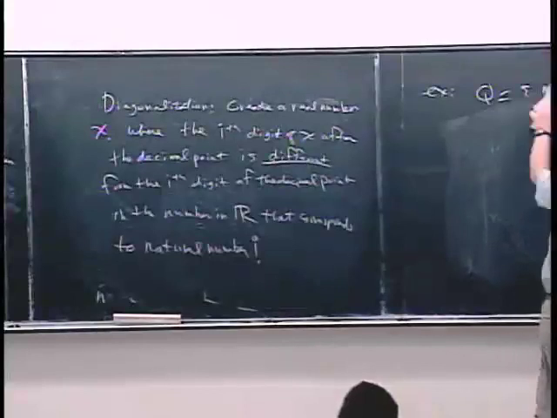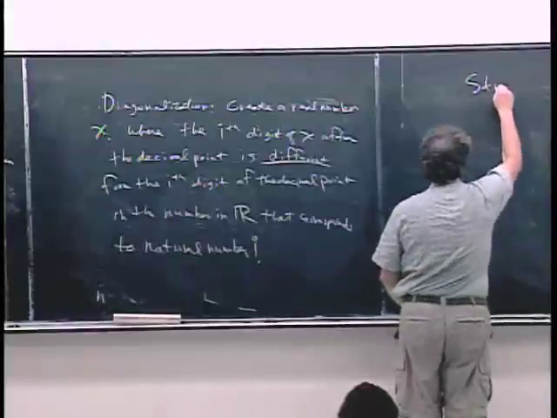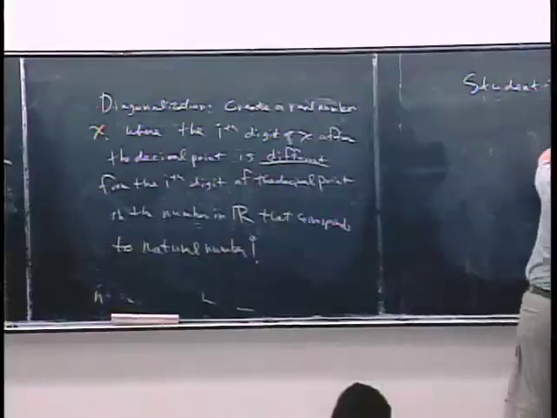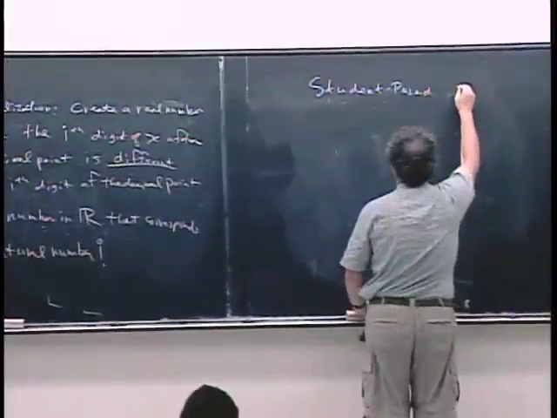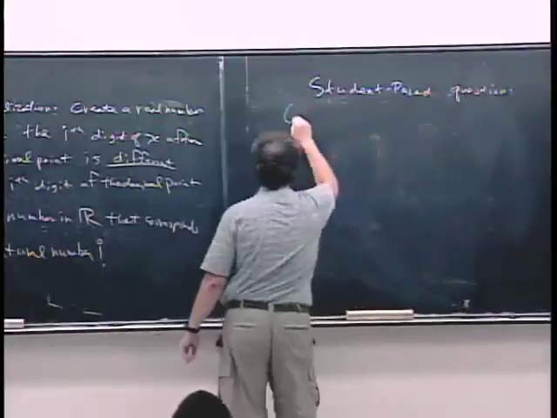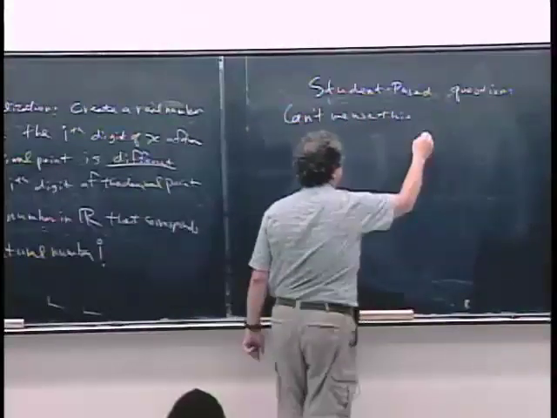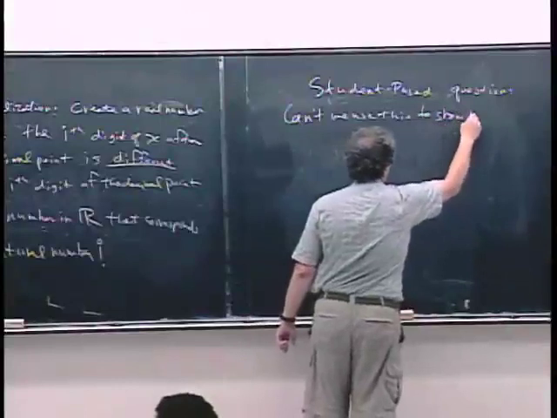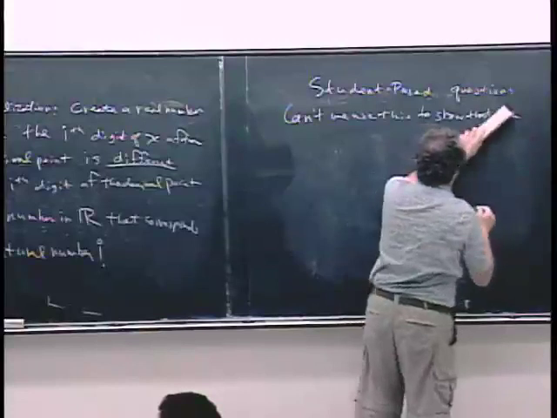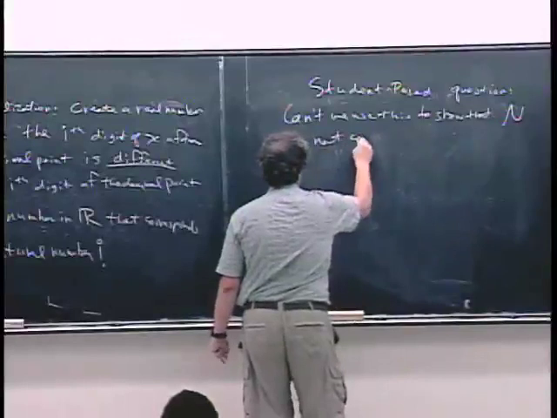But let's look back at the naturals and see if we can get out of this trap. A student posed the question: can't we use this to show that the naturals, that N, is not countable?